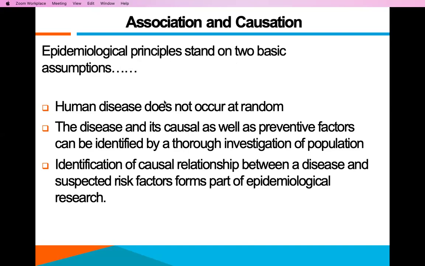These are principles that stand on two basic assumptions. The first assumption is that human diseases do not occur at random. At least for that fact, we know from Koch's postulates that before a disease can manifest, there must always be a causal relationship between a particular microorganism and the disease it causes. Without a particular microorganism, a disease possibly cannot manifest. It's another established fact.